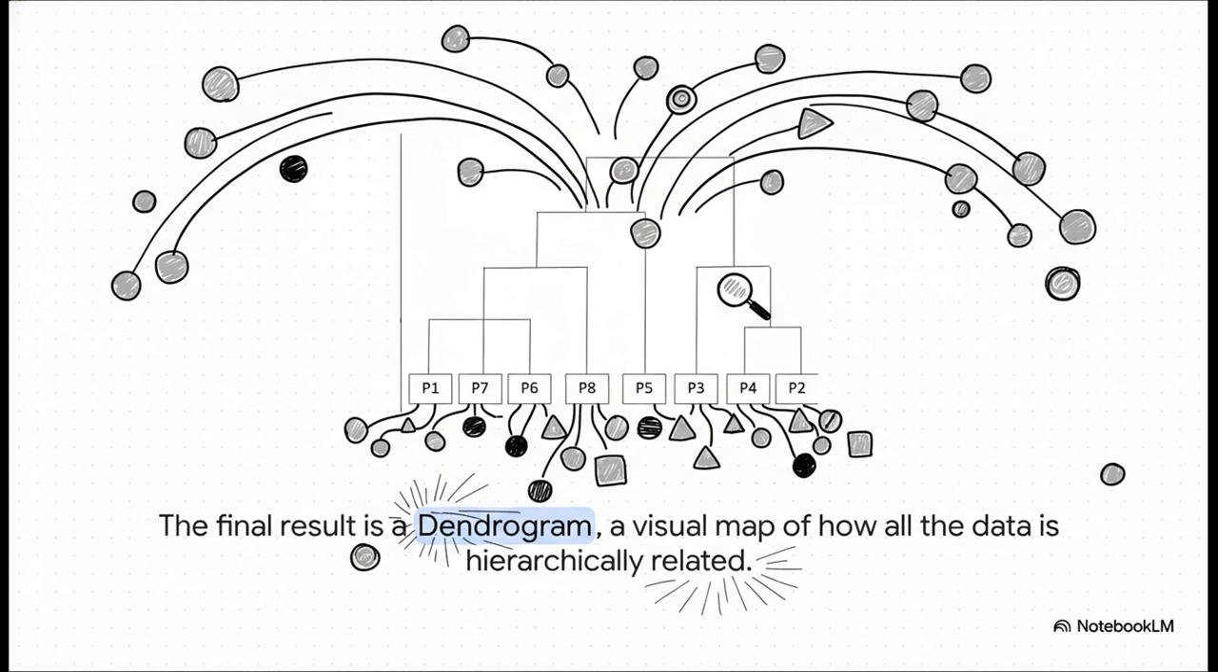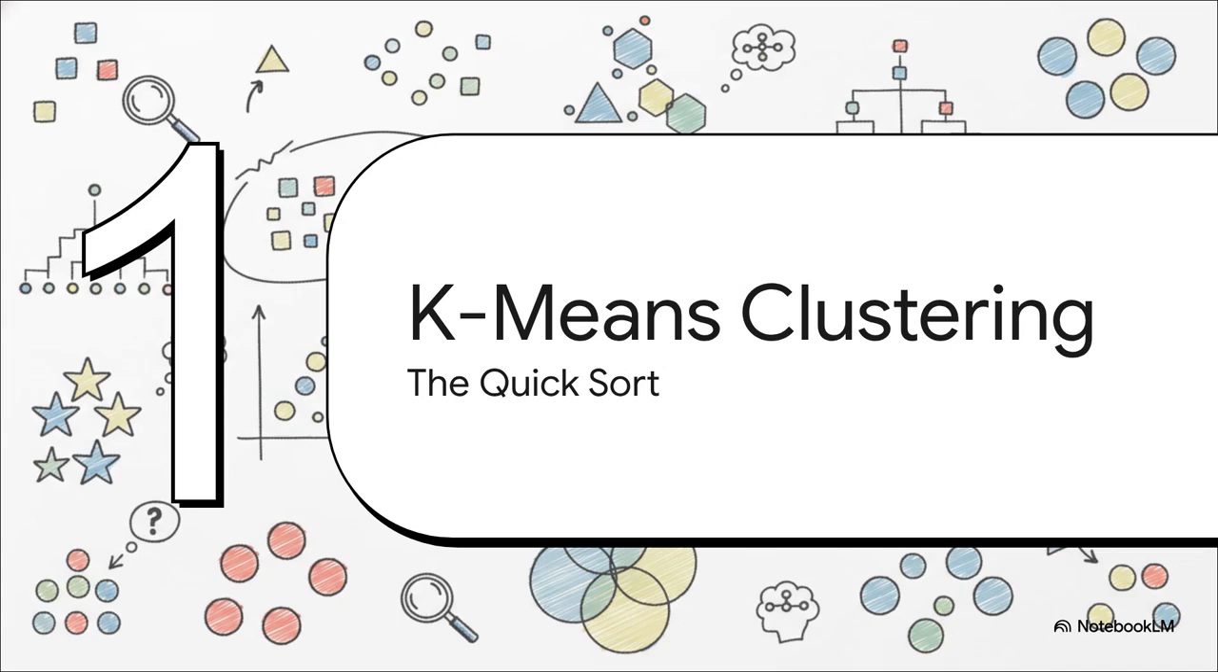But what it shows you is the entire history of all the merges. It's a complete visual map of how every single data point relates to every other one. It's not just a set of groups, it's a whole hierarchy of relationships. Now, hierarchical clustering is fantastic, especially for visualizing those relationships, but it can be really slow on huge data sets. For that, we often turn to our second method, k-means.